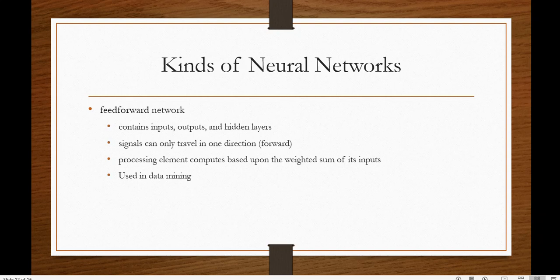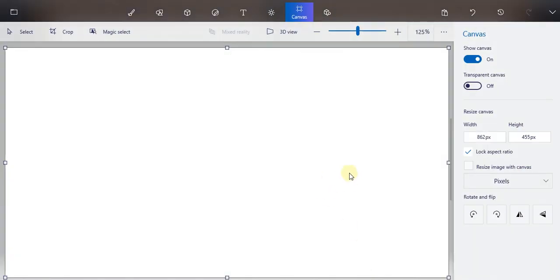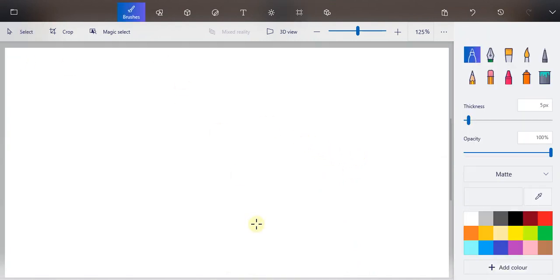The main use of this type of network is in data mining, because data mining is something where we have a lot of data, and we are processing the data and trying to get the inner meanings of it gradually. Means we are going into the details of the data. So that's why a feed forward network is suitable for this type of data mining application.